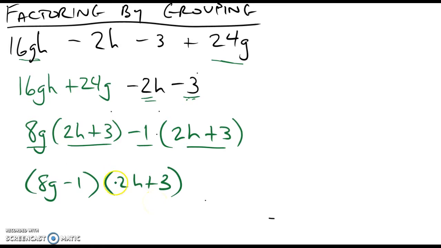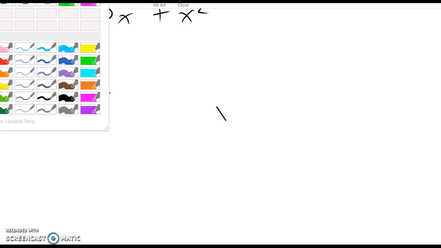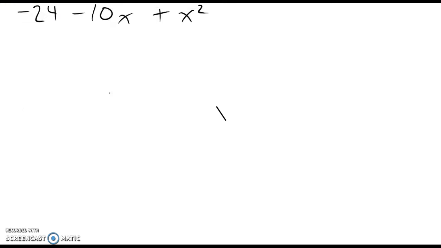And if I were to go through and distribute these binomials, I would start out with this, just in a different order. Okay, so this one, what I like to do first is write it in the order of descending exponents. x squared minus 10x minus 24. There's a formula to this.